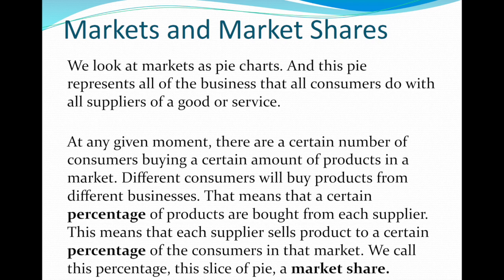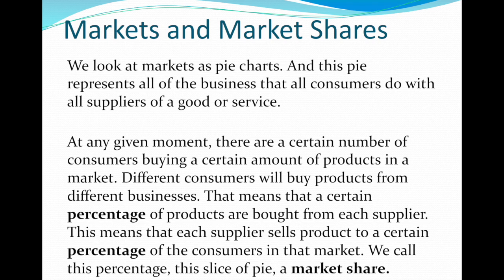Now, at any given moment, there's a certain number of people, or to be more accurate, we'll call them consumers, buying a certain amount of products in a market. Different consumers will buy different products from different businesses. And what that means is that there's a certain percentage of products that are bought from each supplier. Another way of saying that is that people buy different products from different businesses, and if you were to sum up all the transactions that, say, Nike makes and Reebok makes and Adidas make, they each comprise a percentage of all the business that's done.